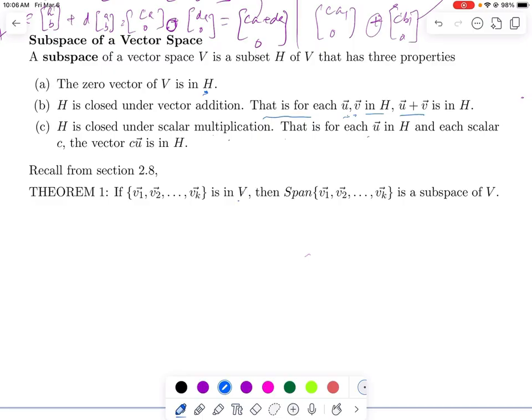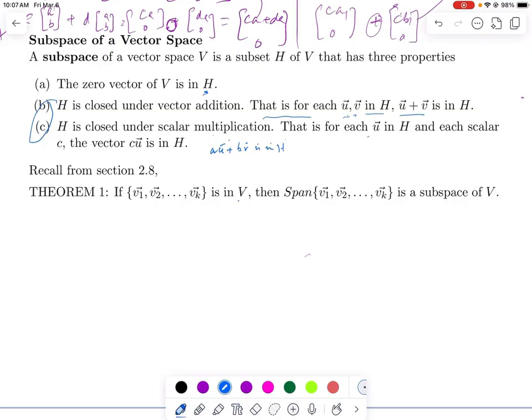Now these two, B and C, can be combined, and instead of showing them separately, sometimes we show that au plus bv is in H. Then it conveys the same meaning, that addition and scalar multiplication are satisfied, or H is closed under them.